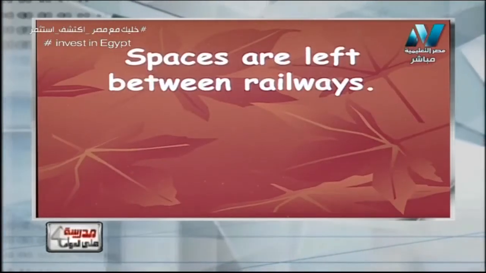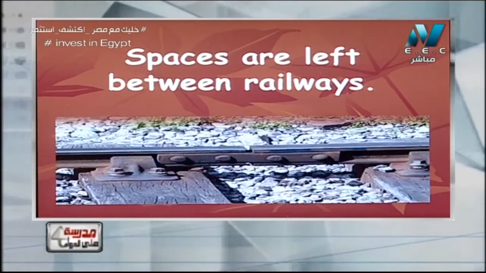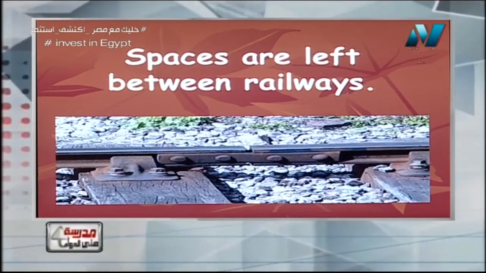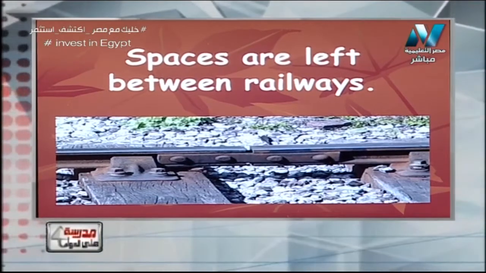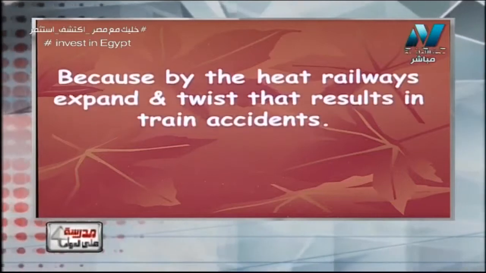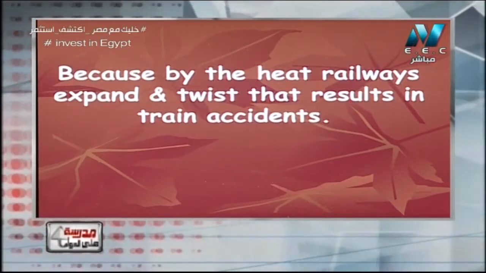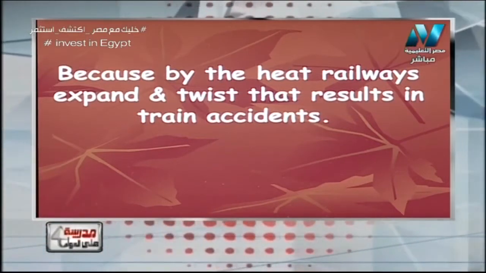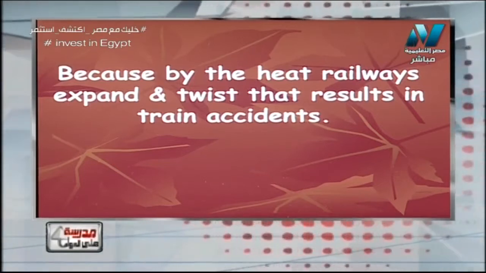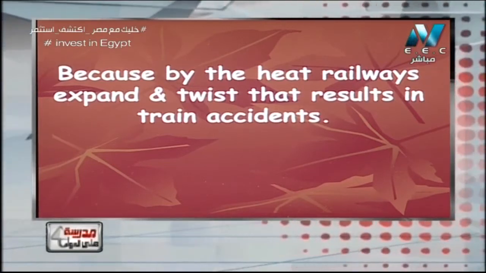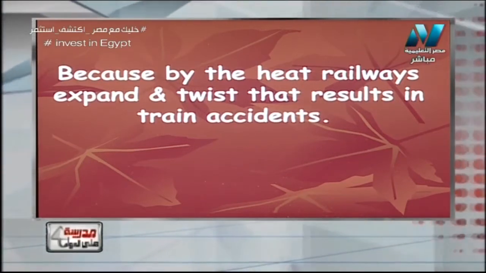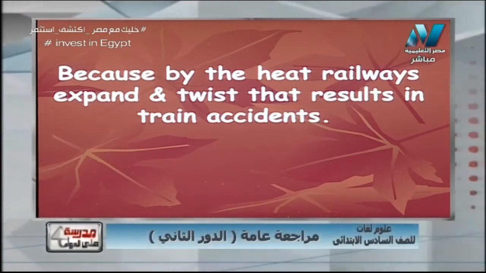Another question that says, spaces are left between railway tracks. دايما قضبان السكة الحديد نلاقي فيها spaces أو مسافات أو فراغات صغيرة بين كل مسافة والتانية. ليه بنسيب spaces؟ Because we know that iron expands in summer and twists, that results in train accidents, وده بيسبب حوادث. يبقى ممكن نقول الإجابة بشكل أبسط من كده, to prevent accidents, عشان أمنع الحوادث. Or because by the heat railway expands and it twists, that results in train accidents.